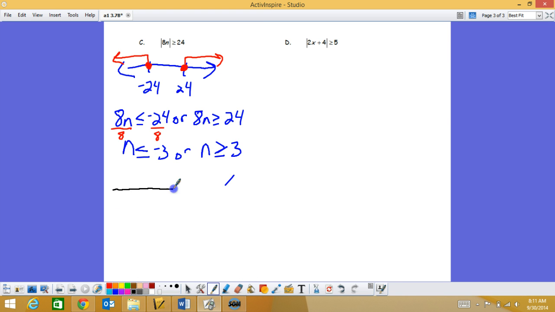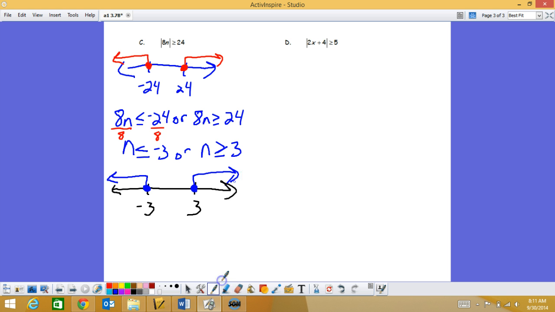For the graph, we have negative 3 and 3 as our critical values. We are going to have closed circles at negative 3 and 3. Those values less than negative 3 are to the left. Those values greater than 3 are to the right. So there is the graph.